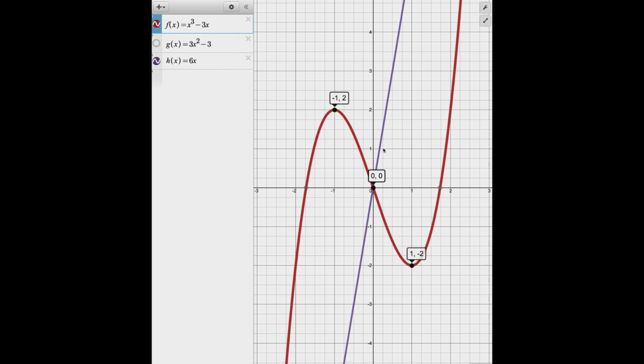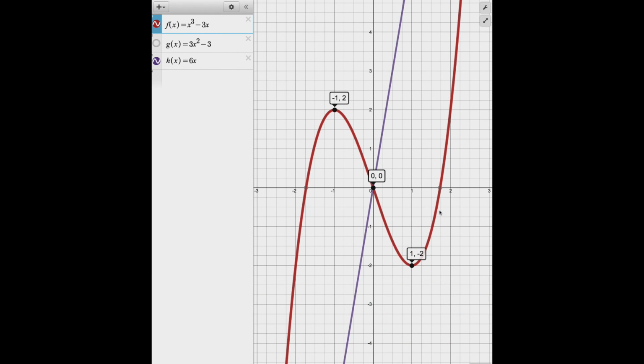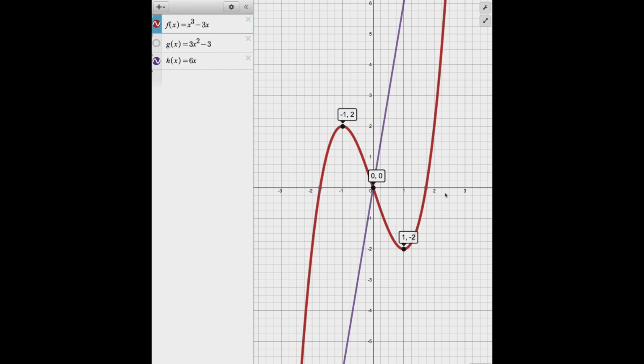Also, as you can see, it becomes positive here. The second derivative becomes positive. As the second derivative becomes positive, then the original function becomes concave up. So that's basically what this example is trying to show you: how the first and second derivatives are related to the inflection points and concavity of that original function.